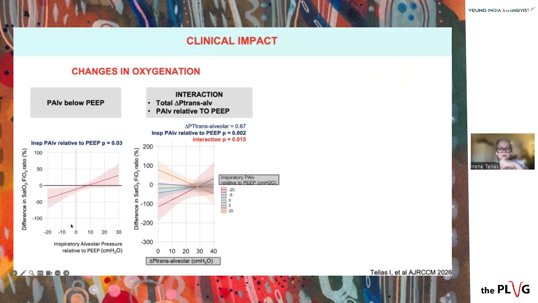And what we found, these graphs are a little bit complex, but what we found is when the alveolar pressure was negative, this quadrant here, the difference in SF ratio between one day and the following day was also negative. So that means that the oxygenation worsened, okay? And even when the driving transalveolar pressure was low, so that means low excess stress, if the alveolar pressure was negative, again, there was worsening oxygenation in the form of decreased SF ratio.